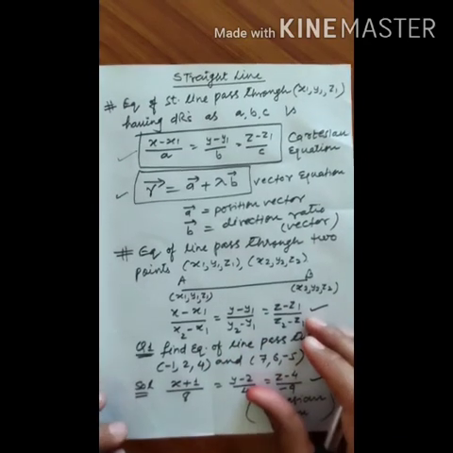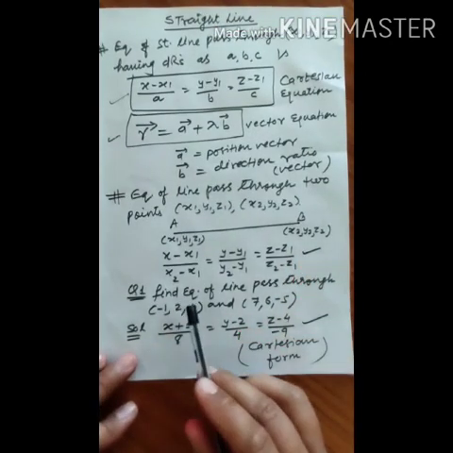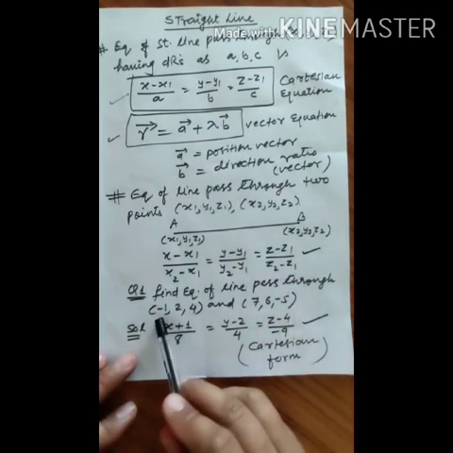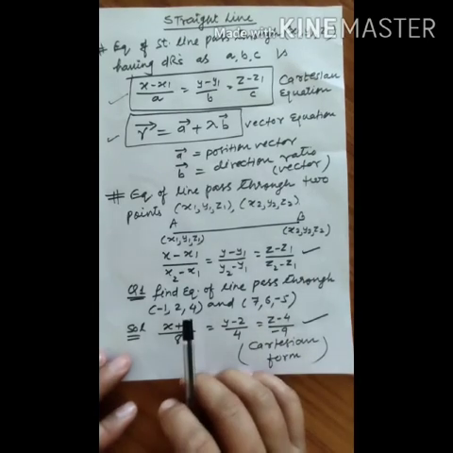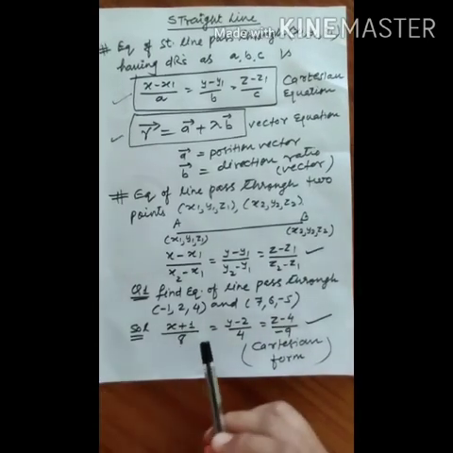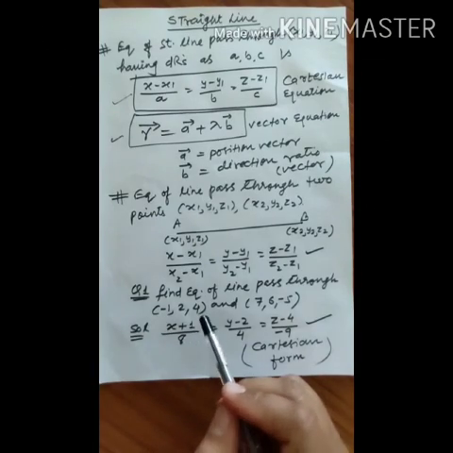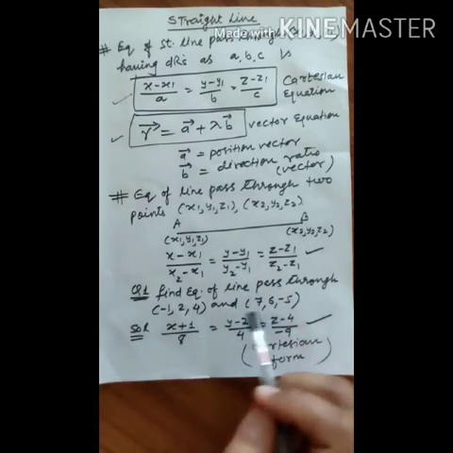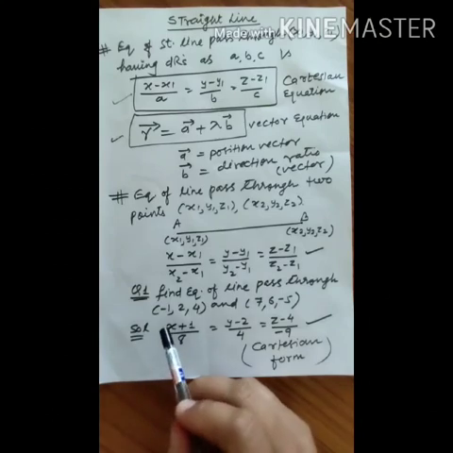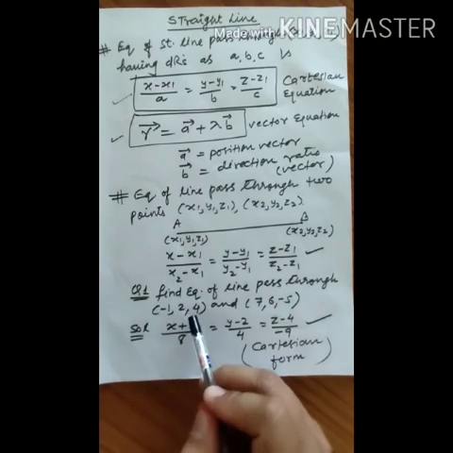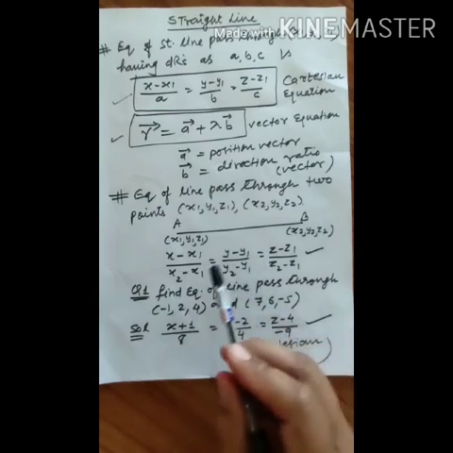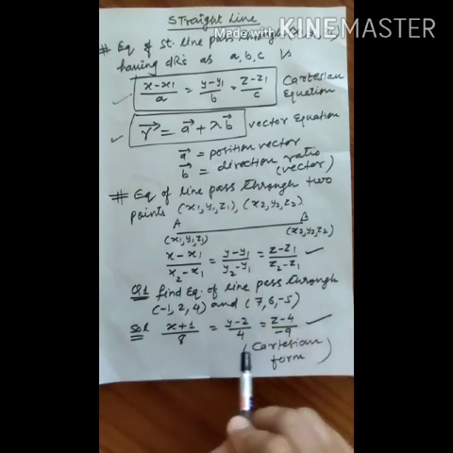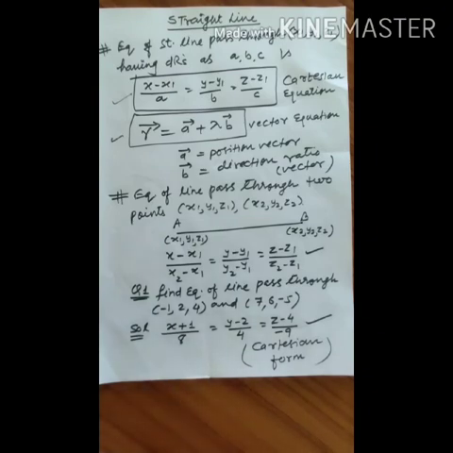Now let us take an example. Find the equation of the line passing through (-1, 2, 4) and (7, 6, -5). Again, this is a question based on this topic. Here we have 2 points. Let us consider the first point as (x1, y1, z1) and the second point as (x2, y2, z2). Now put the respective values in this equation, then you will get this. So this is the required equation of the line.